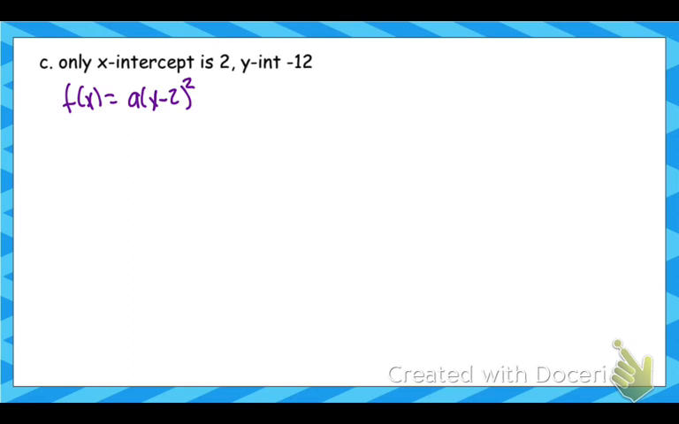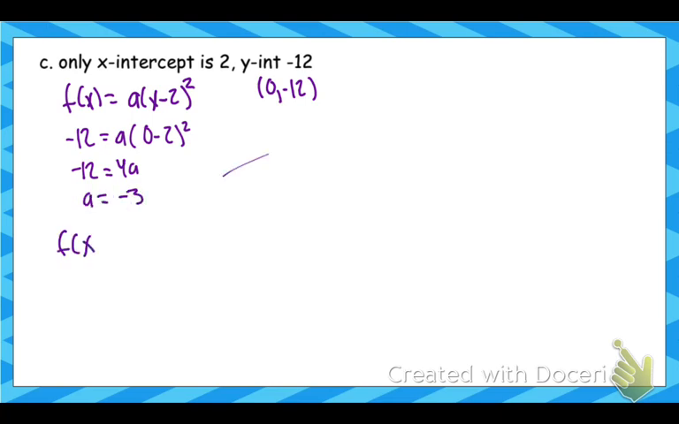All right, we still need to solve for the a value. It tells us the y-intercept is negative 12. So 0, negative 12 is a point on this graph. So negative 12 is equal to a times 0 minus 2 squared. So negative 12 is equal to 4a. And now I know that a is negative 3. And then at this point, it's the same thing we've been doing. We just need to multiply it out.